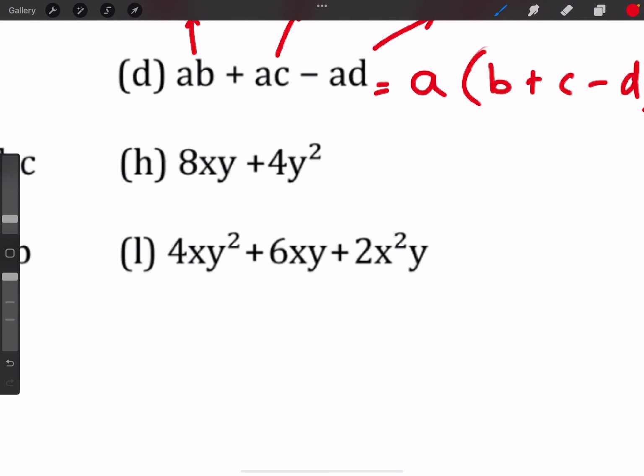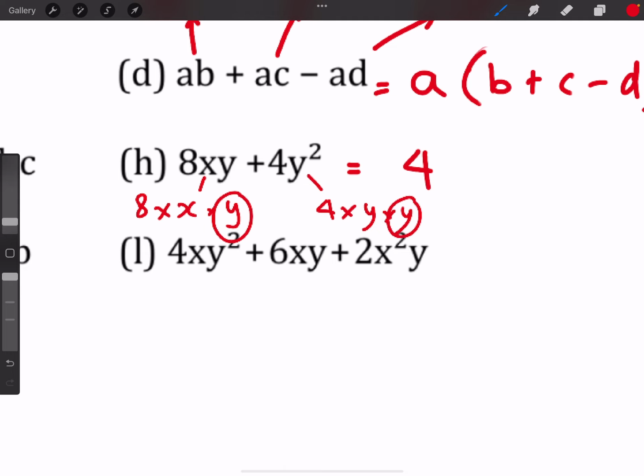Next one. Question 8. We look at the 8xy and the 4y squared. Let's look at the numbers. We got 4, 8 and 4, so we can factorize a 4 out. The highest common factor is a 4. Now let's look at the x, y and y squared. Let me expand this for you to see. This will be 8 times x times y, and this one is 4 times y times y. So in terms of letters, they both have a y in it, so we can factorize the y out as well.